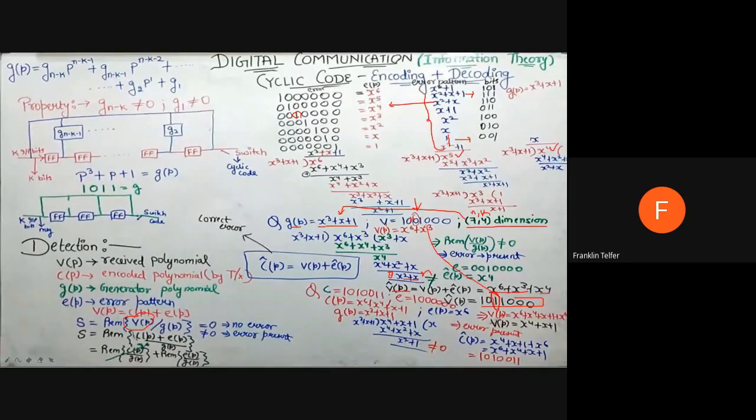Compare this with the given data. The given data is 0, but the received polynomial has an error in the third bit. Fine. In this way, you are able to find the error.